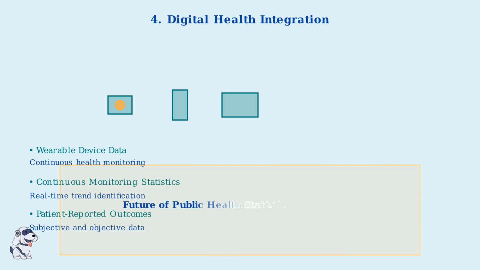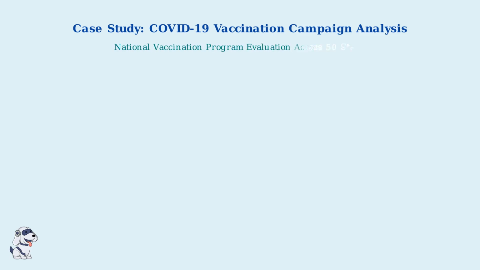These four trends represent the future of public health statistics, where traditional measures of central tendency and dispersion are enhanced by new technologies and a commitment to health equity for all populations. We'll examine a comprehensive case study analyzing the COVID-19 vaccination campaign across all 50 United States. This real-world example demonstrates how measures of central tendency and dispersion provide crucial insights for public health policy.